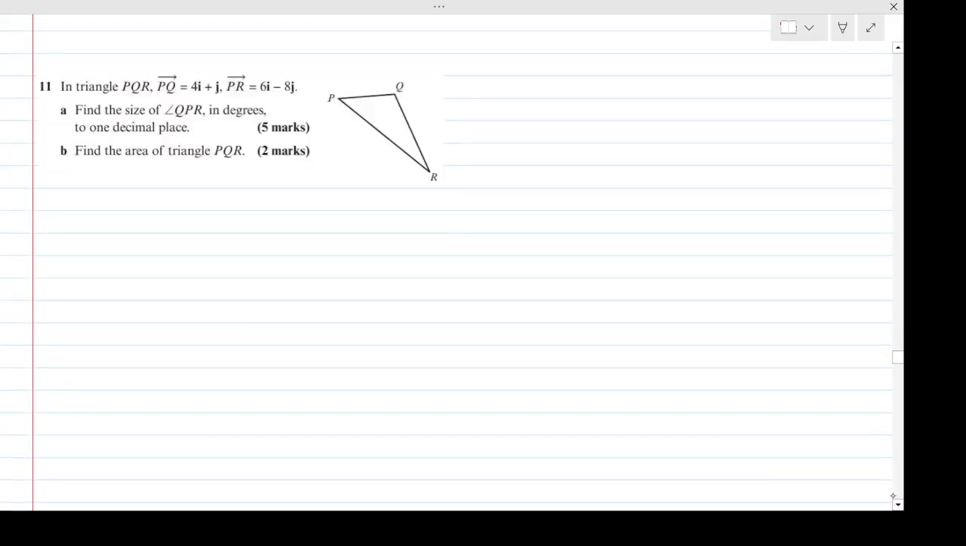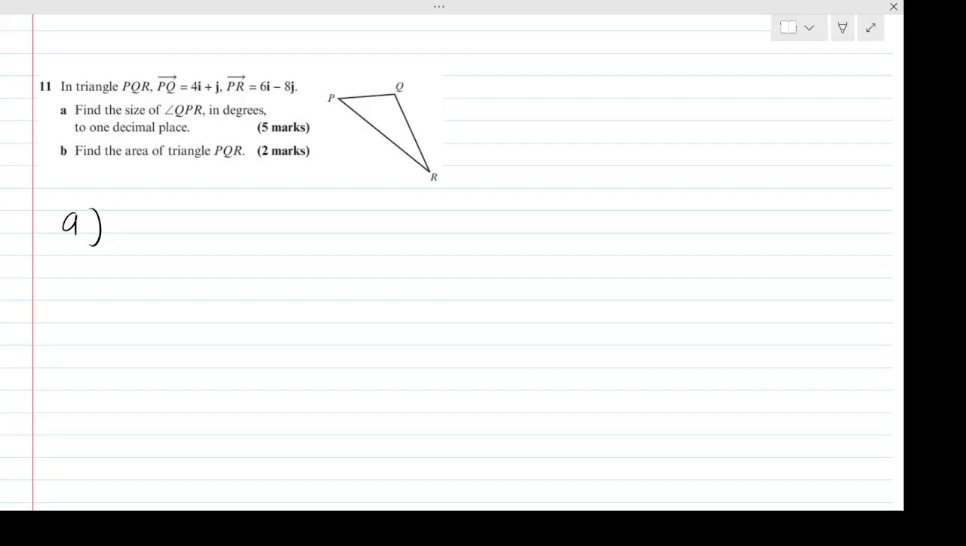So we are given now a triangle PQR, where PQ is 4i plus j, PR is 6i minus 8j. It's asked us to find the size of angle QPR in degrees to one decimal place, firstly, and then the area. So what on earth has this triangle got to do with it? How can I find size and area when I've got vectors right up the sides? What am I doing here?